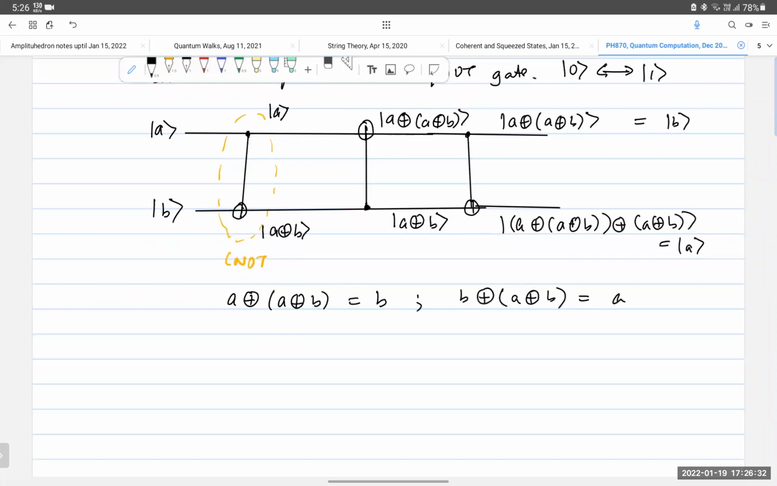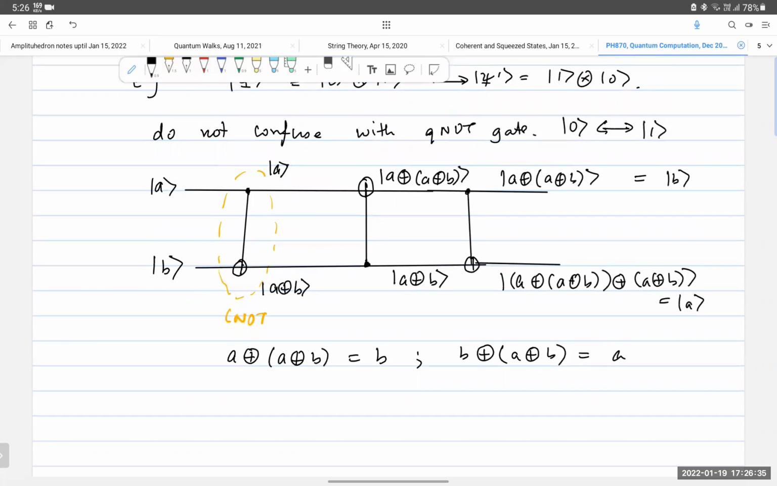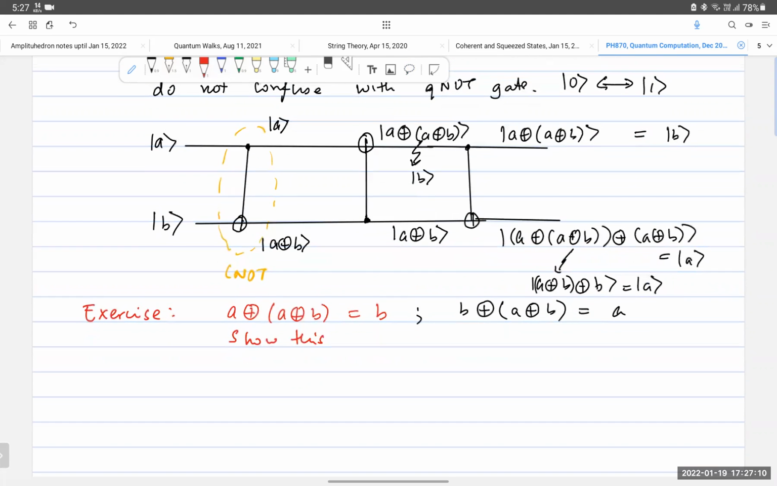Okay. So that tells us that this output is going to be B. And then in this last output, we have A XOR B, and that is going to be A. So the exercise for you is to prove that. Does anybody know how to do this exercise?